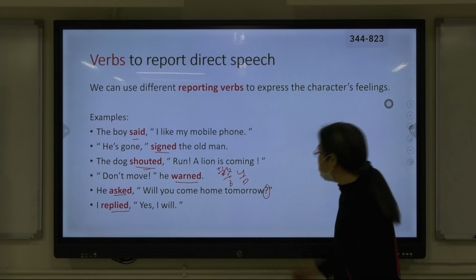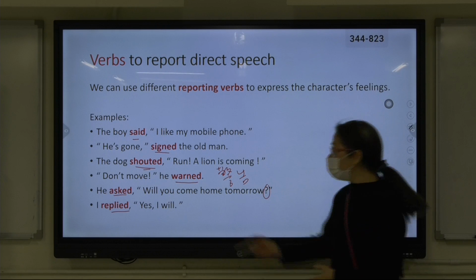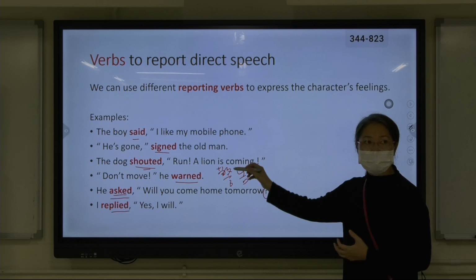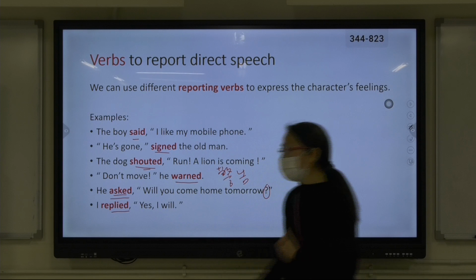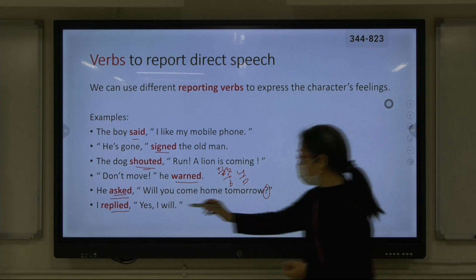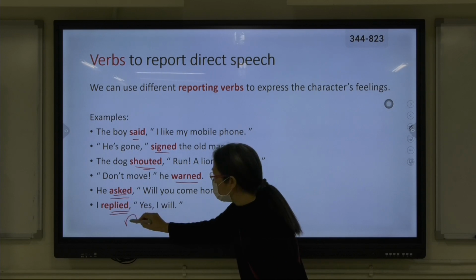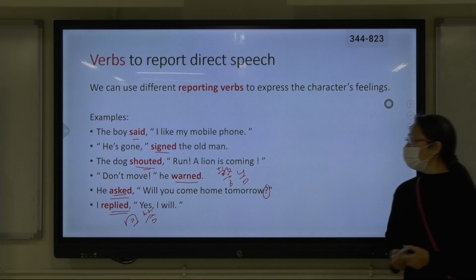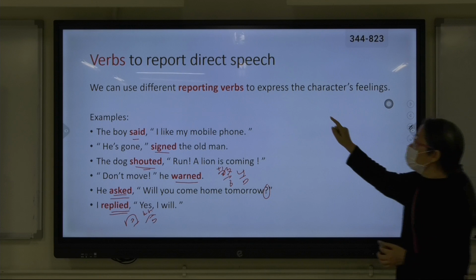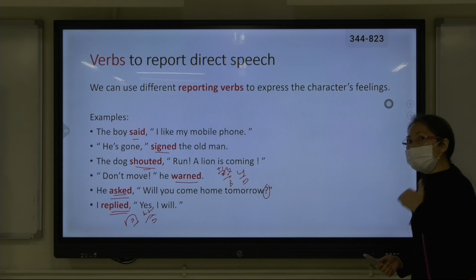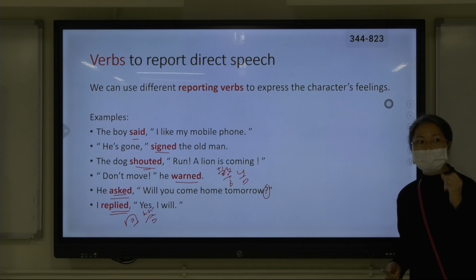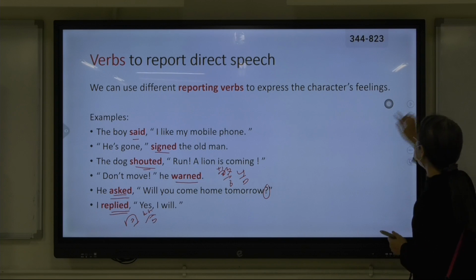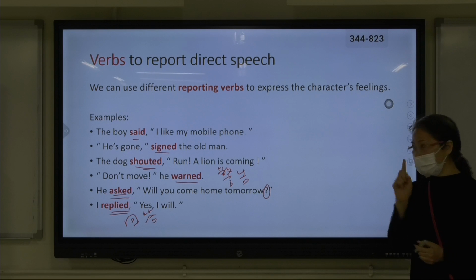And for a question, it's very common to use the reporting verb asked. And if you answer, then you can use replied. So there are many reporting verbs. You can choose the reporting verbs you like, depending on your mood, depending on the mood of the character.